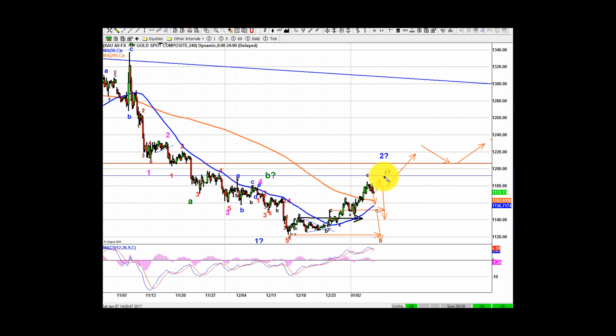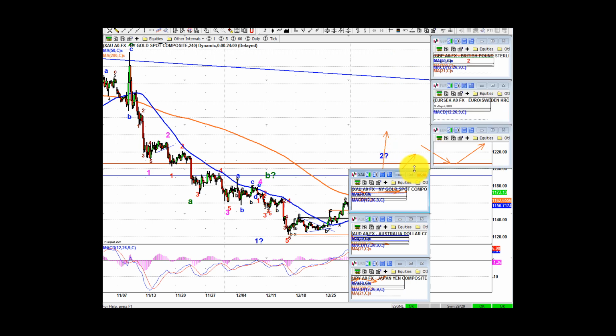If it didn't finish, then you'll have this big pop above 1185, and then it is likely to stop. If it does anything like that, everything has to be reconsidered, and then there is a case for considering going long. But I wouldn't rush to do that, because I don't think it's going to do it so easily. Here you are. That's the situation currently in gold.